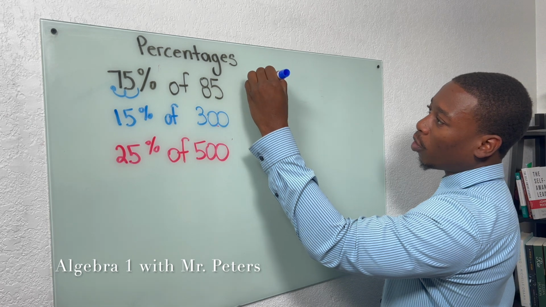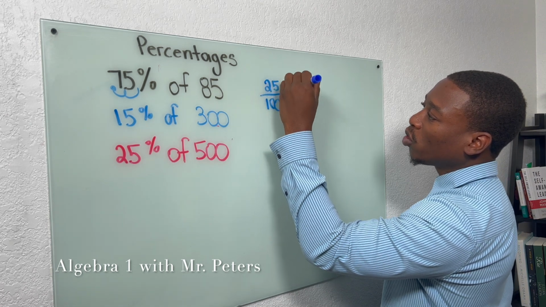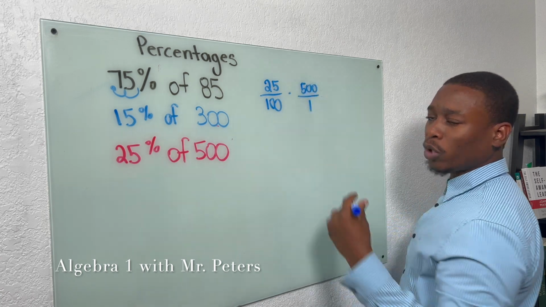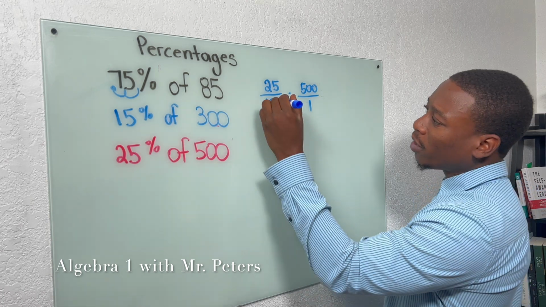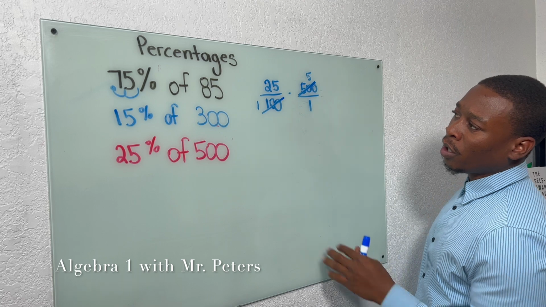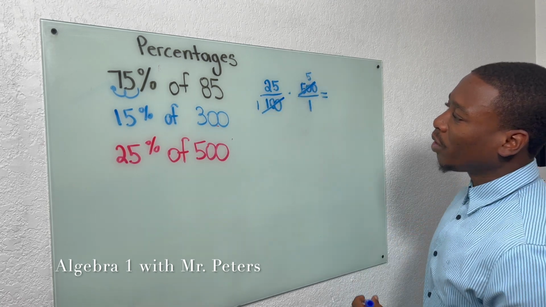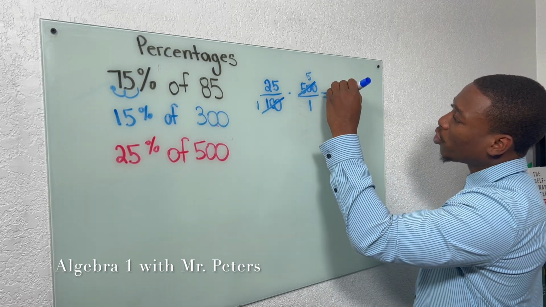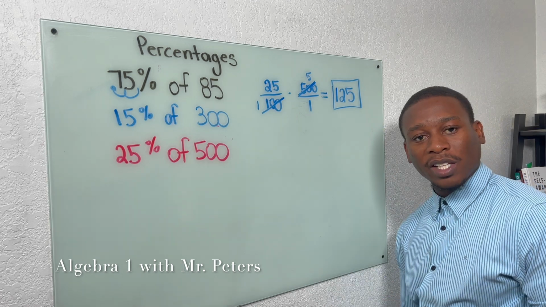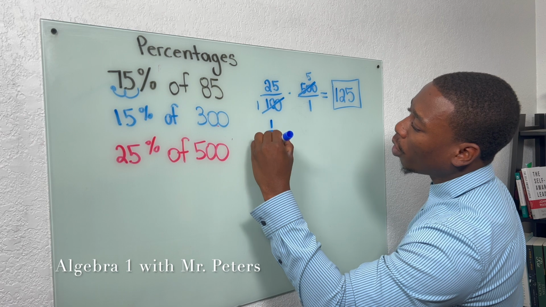In our last problem, we have 25% of 500. So once we go through and we do this the original way, right? We're using the fraction version. I'm going to simplify. So once I divide by 100, we're going to have 25 over 1 times 5 over 1. And once we do this, we're going to get 125.